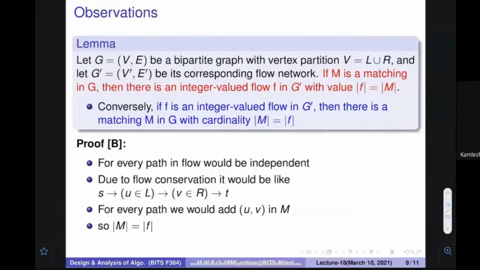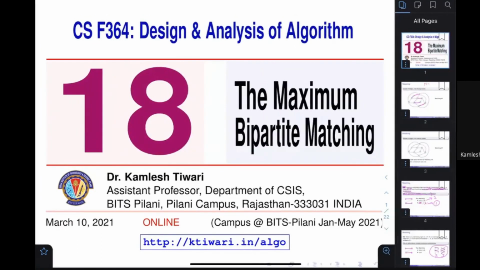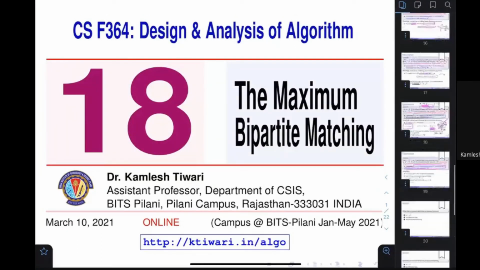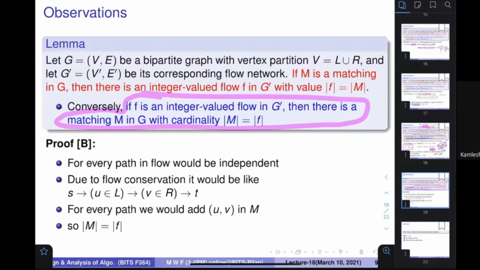Everybody understand this part? The second, important part: if F is an integer valued flow in G dash, then there is a matching M in G with the capacity of M equal to F. So how can I create it? What is given to me? A flow is given to me. F is given to me. I need to create an M.